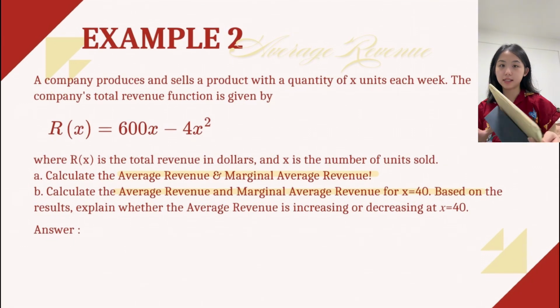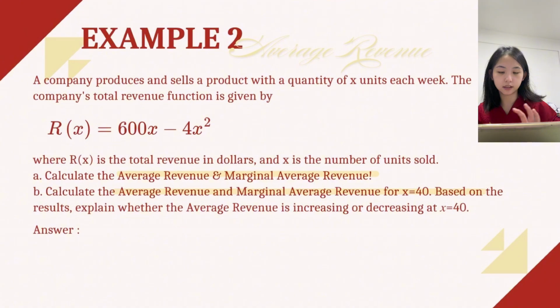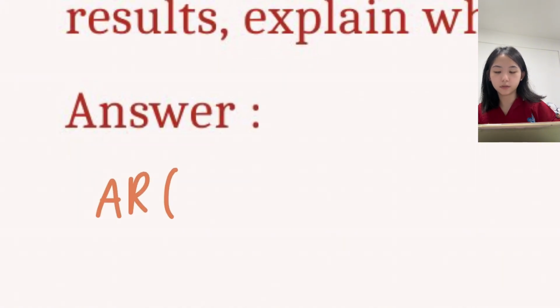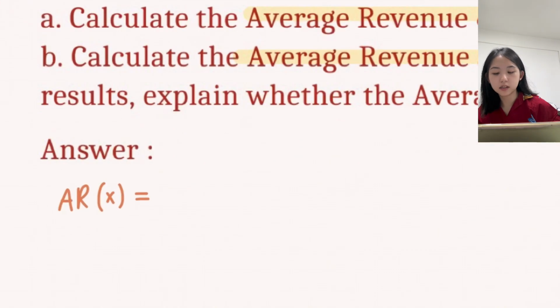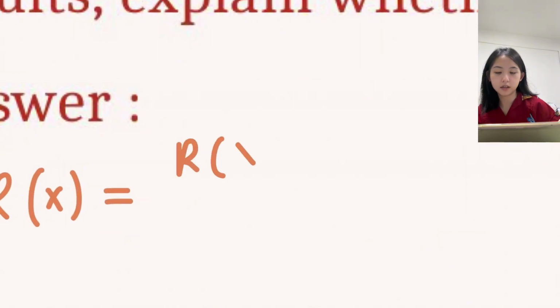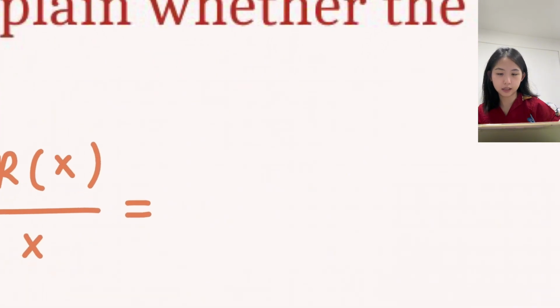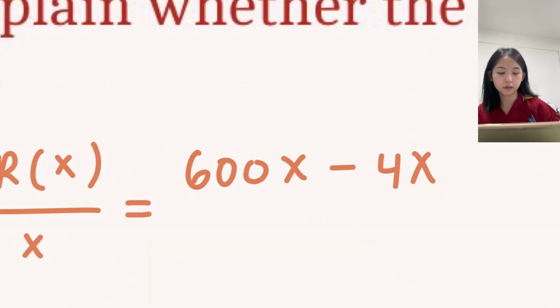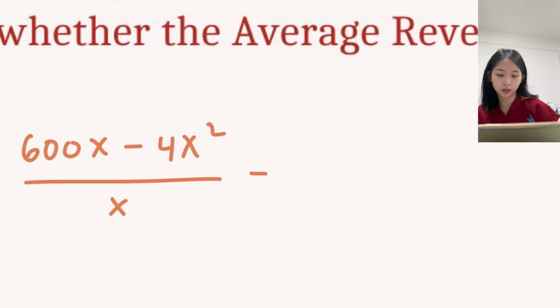Okay, so now for the second example, it's about the average revenue. Average revenue is denoted as AR, so we can write AR of x equals R of x over x, because it's the average revenue. So it's basically the total revenue over the units sold. So the AR of x is 600x minus 4x squared over x, because it says quantity of x units each week. So it's 600 minus 4x.